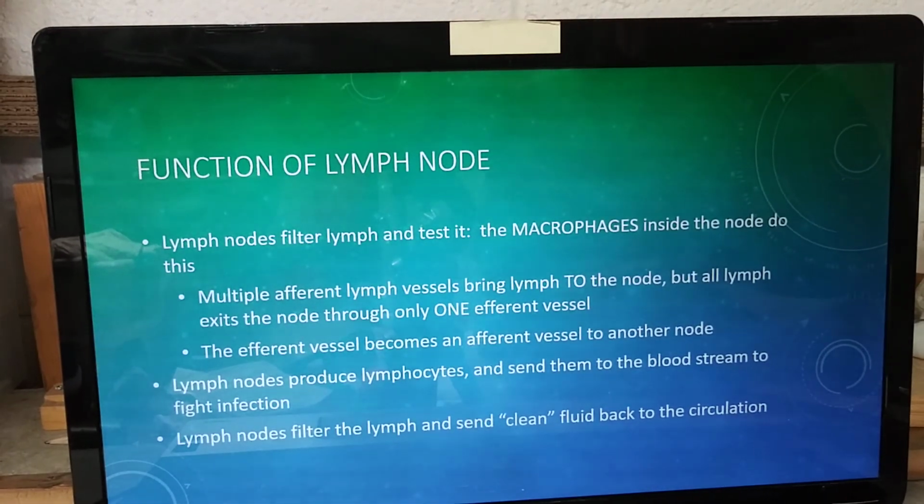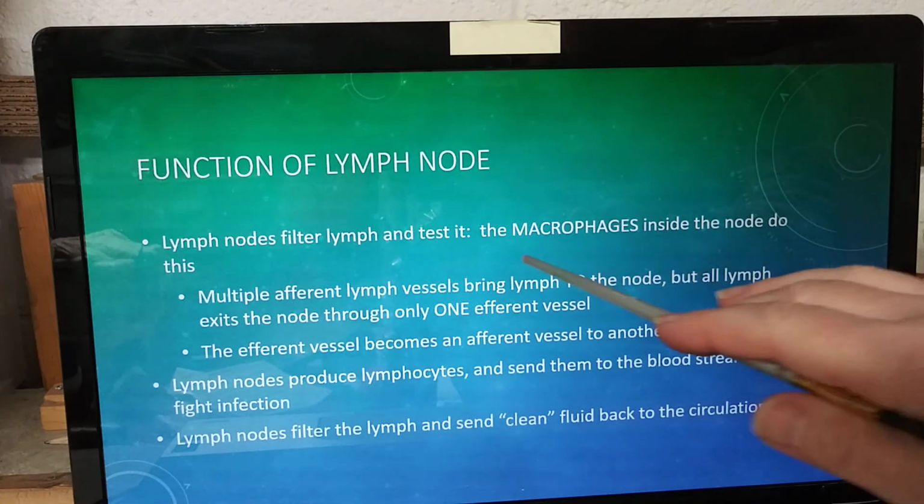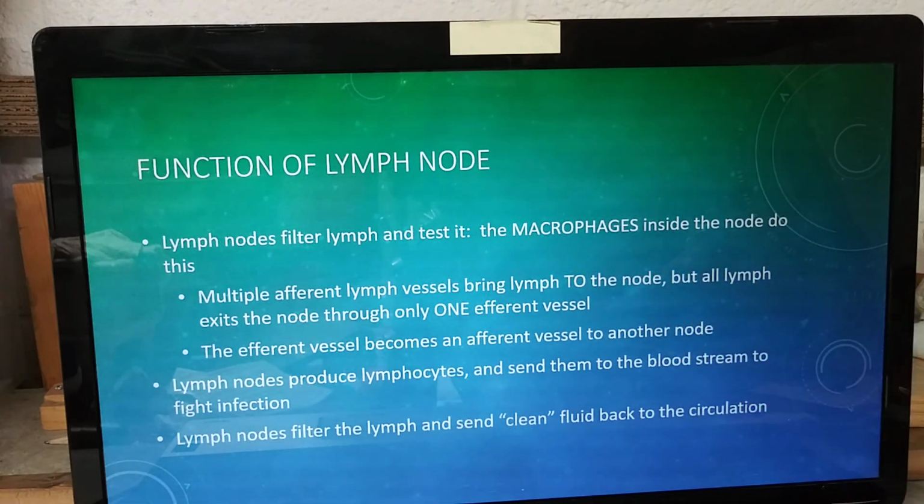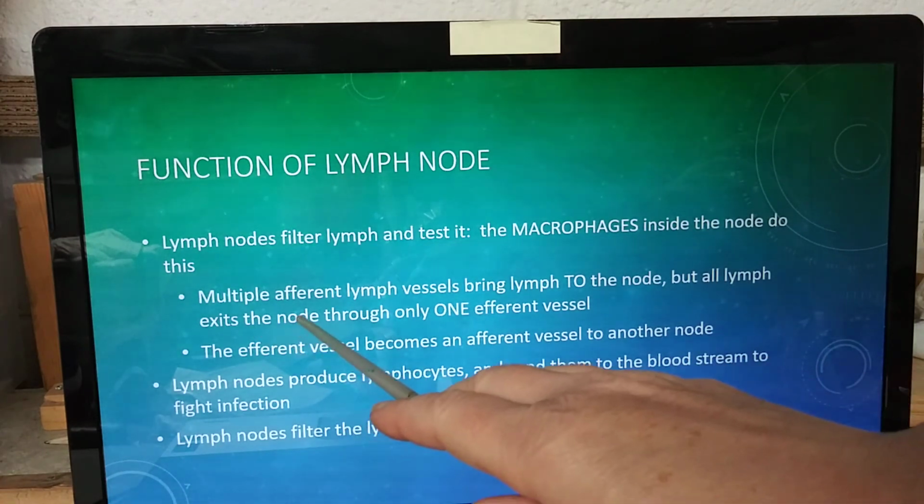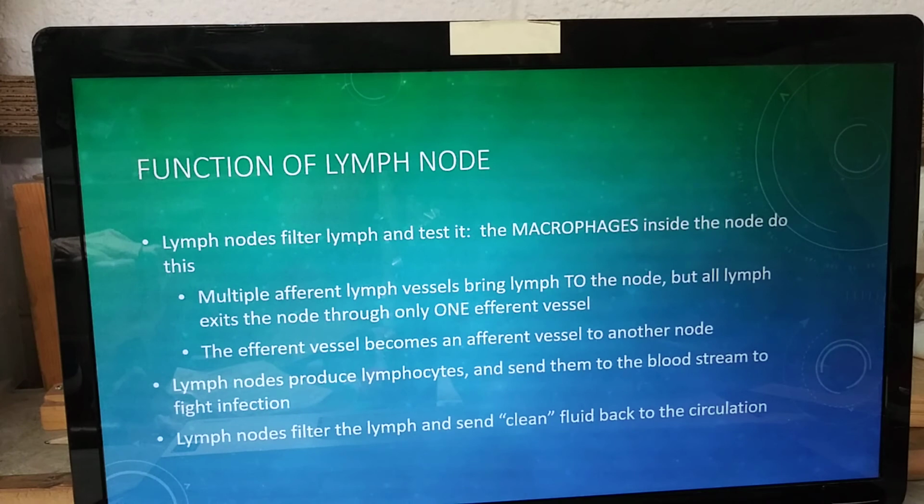So what does a lymph node do? The first thing that a lymph node does is that it filters the lymph. That's the fluid in the lymph vessels, and it tests it. The macrophages that exist inside of the node do that function. As we noted before, there are multiple afferent lymph vessels that bring lymph to the node, but all the lymph exits the node through only one efferent vessel, and that efferent vessel becomes an afferent vessel to another node.